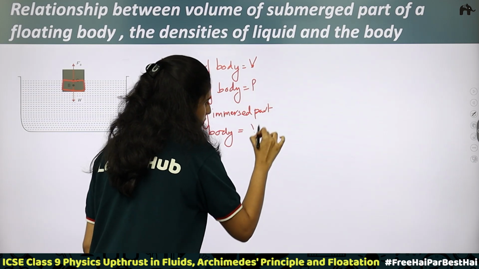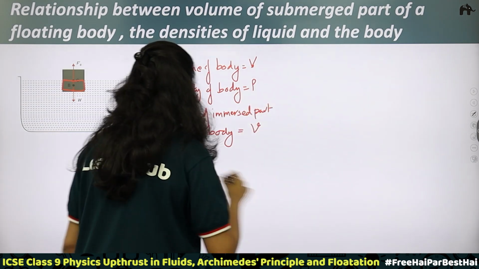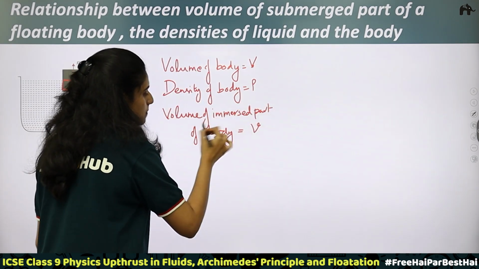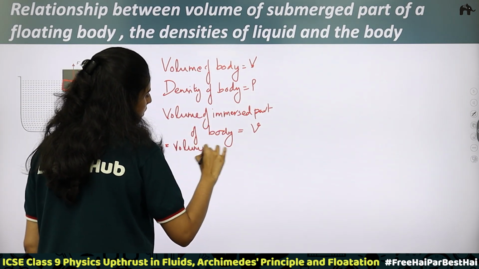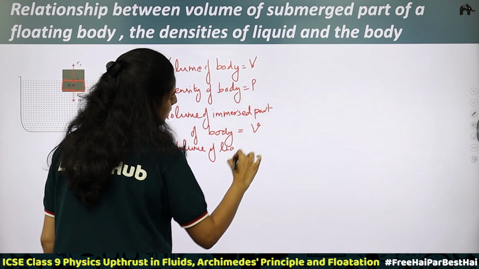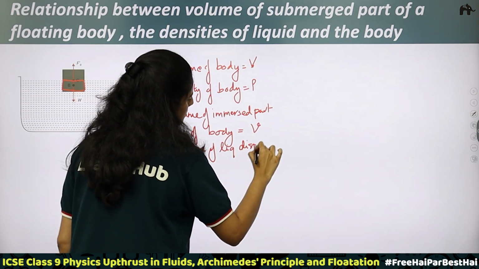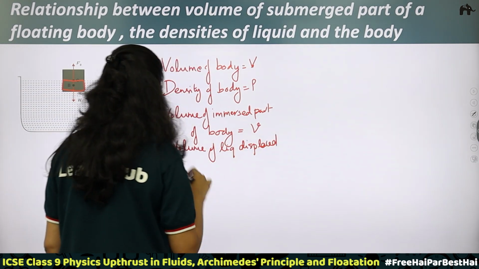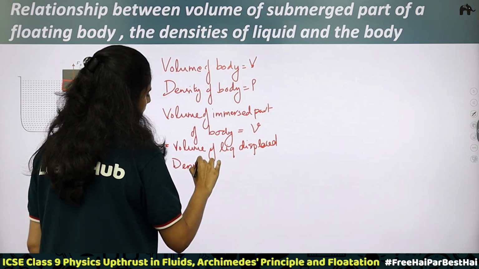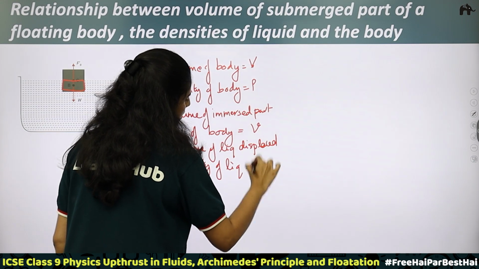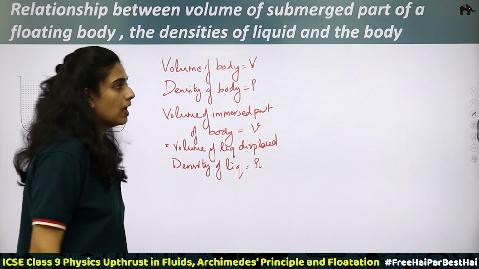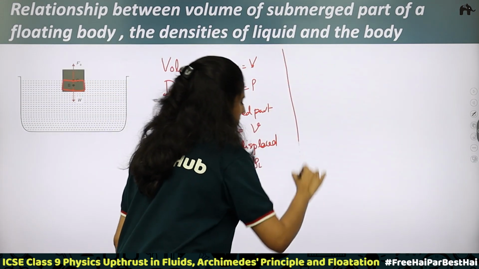Be equal to V. Okay, small letter v. This volume of immersed part of the body is same as the volume of liquid displaced. Okay, let the density of liquid be rho L.